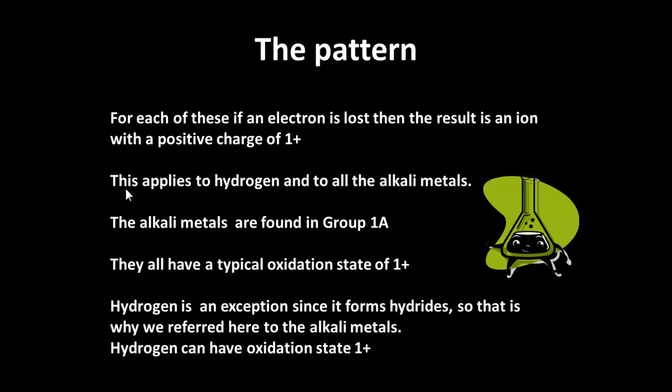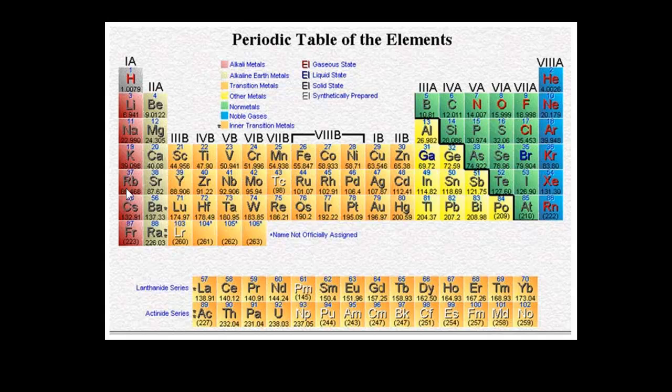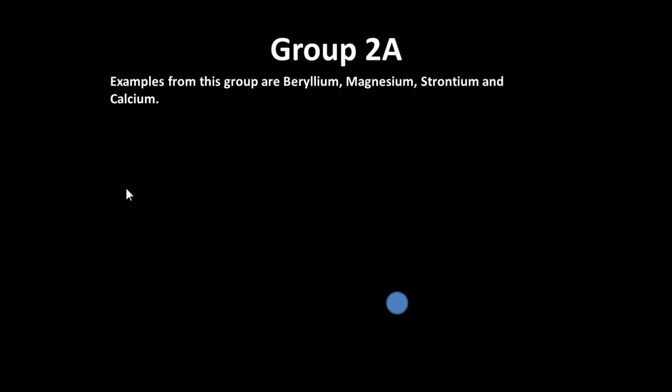Note that we didn't actually refer to hydrogen there. Hydrogen is a bit of an exception since it also forms hydrides. However, since it has oxidation state 1 plus, we keep it in group 1A. And you can see there, right on that left hand side is group 1A: hydrogen, lithium, sodium, potassium, rubidium, cesium and francium, going down the group.